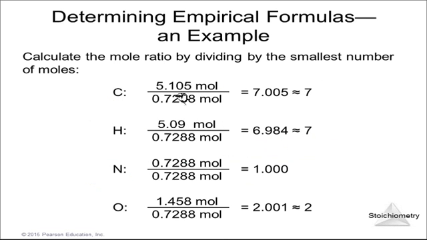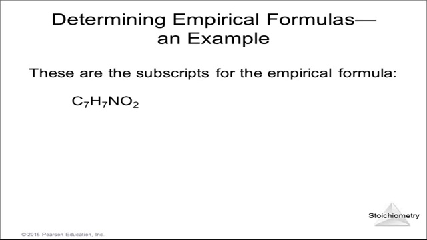So that's all I did here, is each of those numbers I divided by 0.72, giving me these rough whole numbers. So I get 7 for carbon, 7 for hydrogen, 1 for nitrogen, and 2 for oxygen. And these are the numbers that I'm going to put in my empirical formula. So from this, I simply take, so carbon has 7, so C7. Hydrogen has 7, so H7. Nitrogen has 1, so N1, the 1 is implied, and oxygen has 2, so O2. So that means my empirical formula is C7H7NO2.